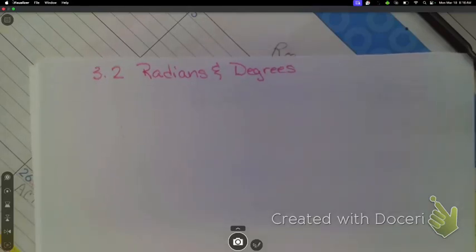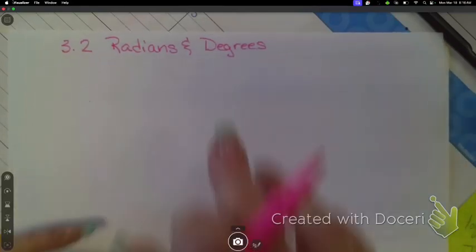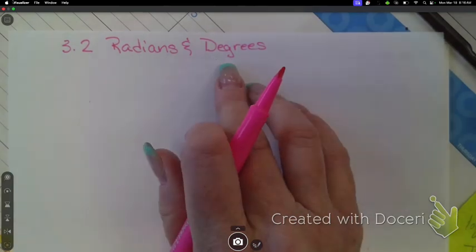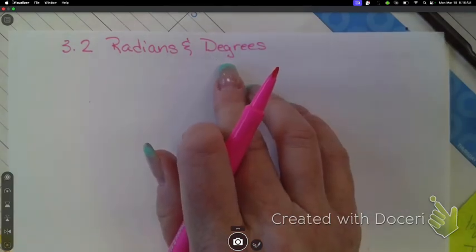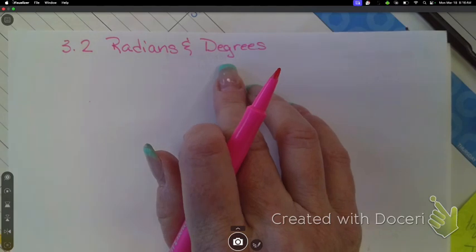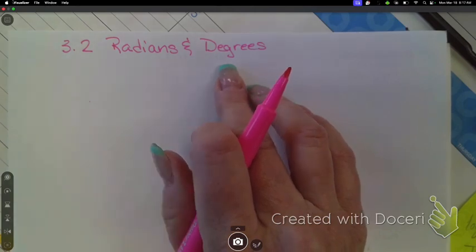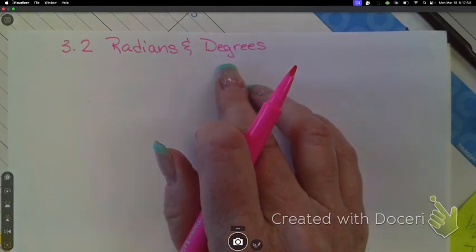Okay, 3.2 radians and degrees. So far we've worked in degrees, and the only thing you know about radians is if your calculator's in radians, you get the wrong answer, correct? So now we need to figure out what a radian is.